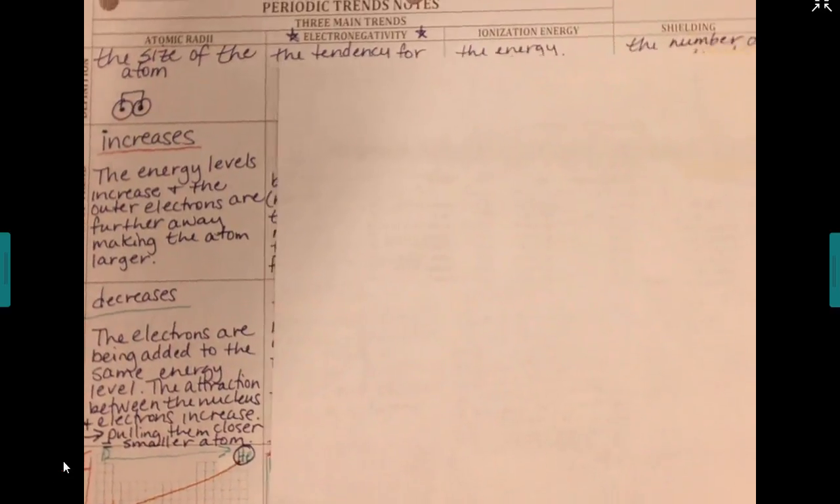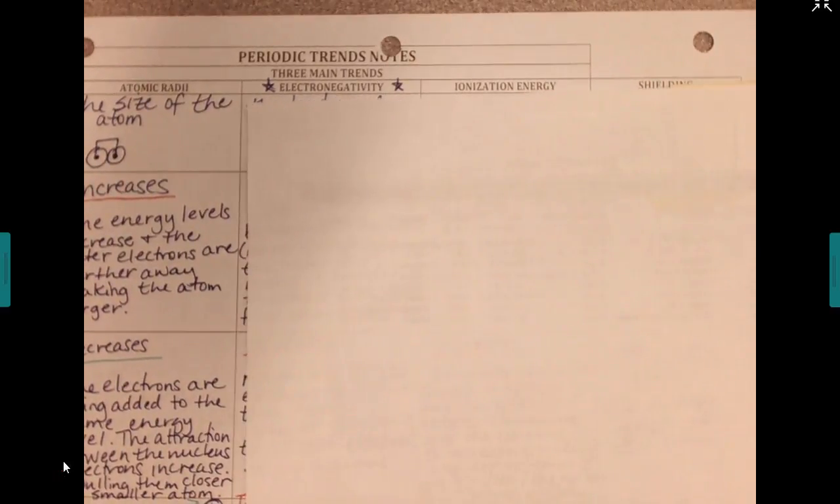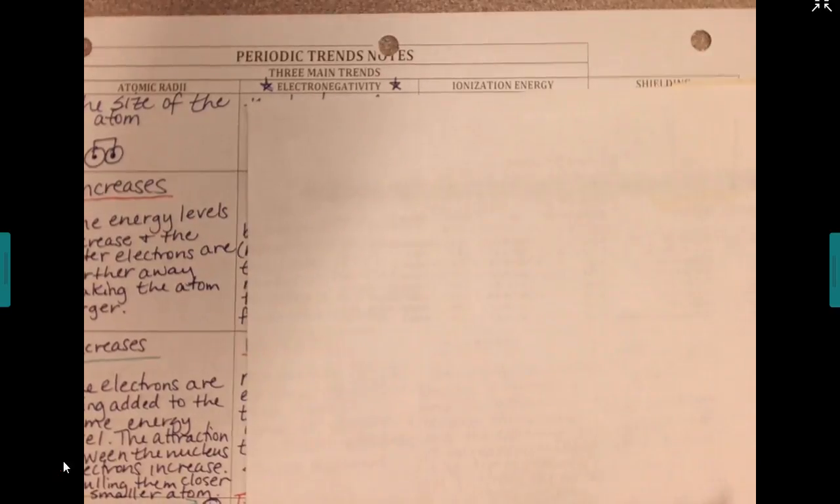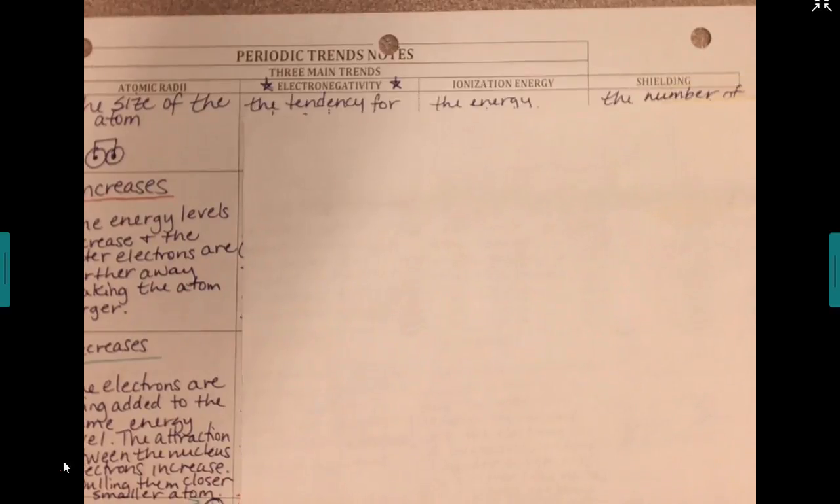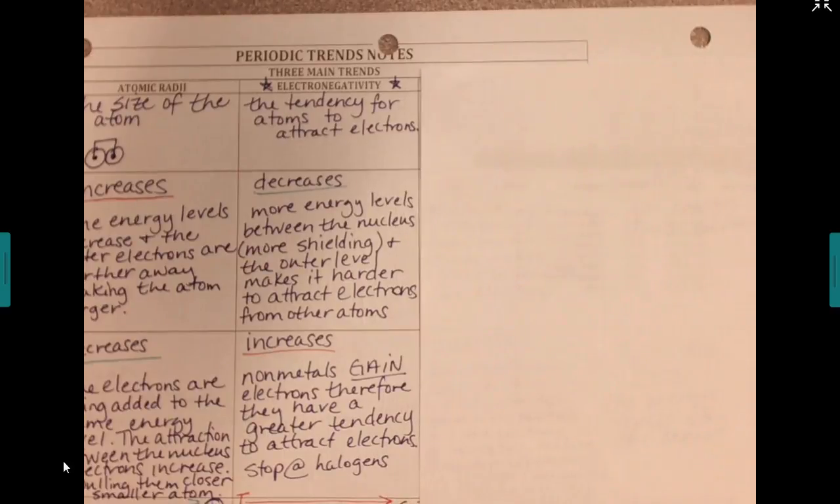So the next trend, again, hit pause if I go too fast. The next trend that you need to know is electronegativity. This is one of the most important concepts for chemical bonding, especially with the ionic bonding that we have in sophomore chemistry. This is the tendency for atoms to attract electrons.